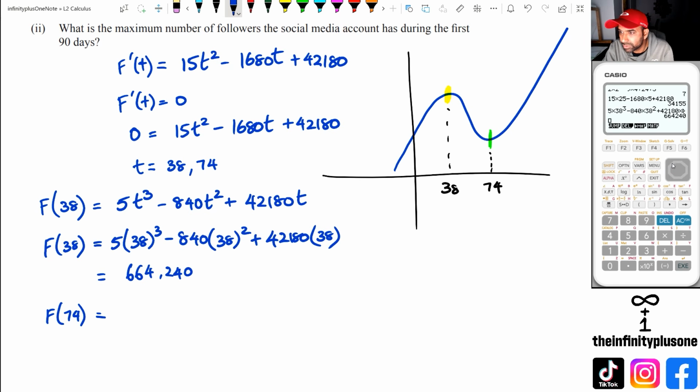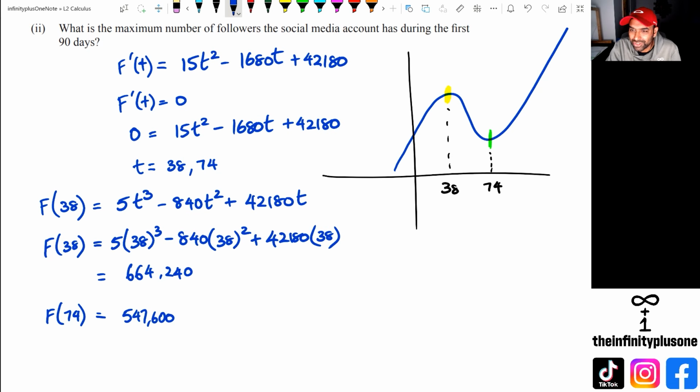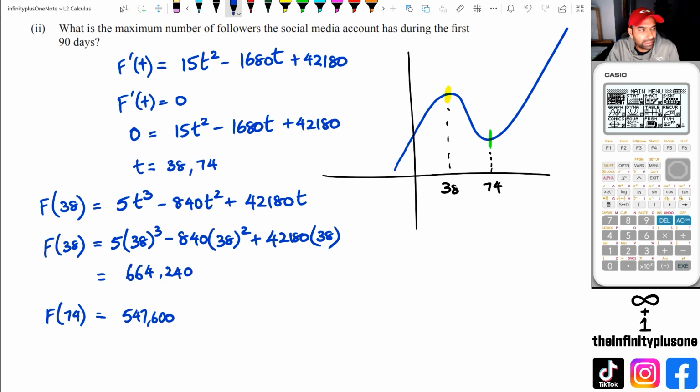So what I might just do is go back and get rid of all the 38s and replace it with 74. And one more. So that's going to give me 547,600. So as you can see, that will then tell us that we've basically got the maximum happens at f of 38. So we can actually say that is a max, while f of 74 is a minimum.